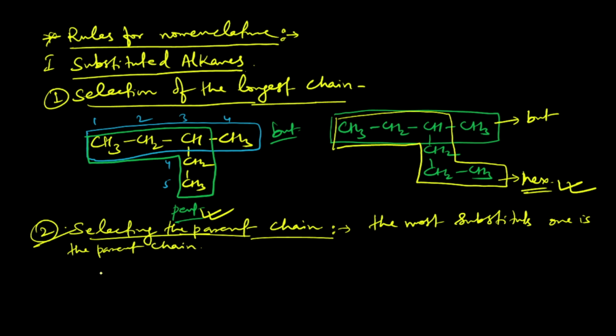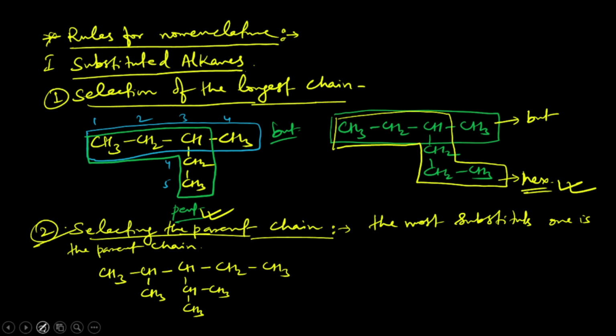Correct. Suppose this is the example CH3, CH, CH, CH2, CH3. Here one bond is there, CH3. Here CH, CH3. Down also CH3. So now we know that if we are counting over here, I'll just change the color. 1, 2, 3, 4, 5. If this is the longest chain we are selecting, then 5 carbon is there.